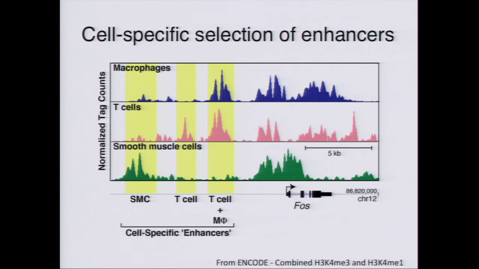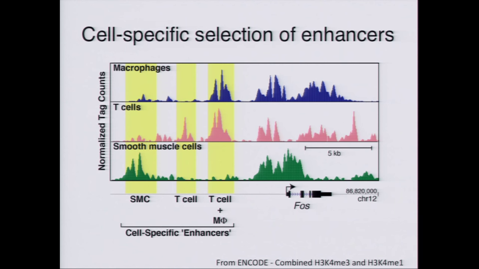So FOS is a member of the AP1 family of transcription factors. It's very widely expressed, and it plays different roles in different cell types, and its responses to internal and external signals differ in a cell type dependent manner.